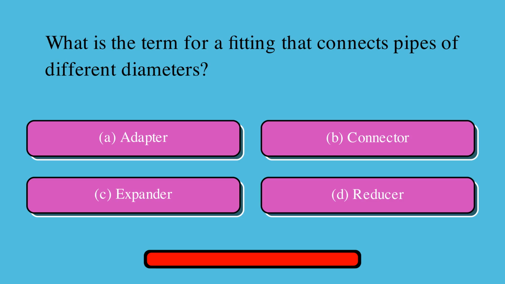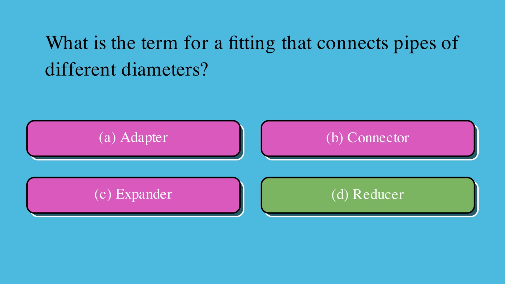What is the term for a fitting that connects pipes of different diameters? Is it A. adapter, or B. connector, or C. expander, or D. reducer? The correct answer is D. reducer.